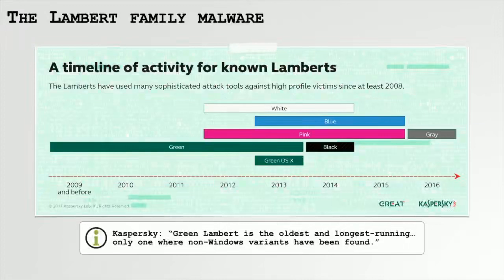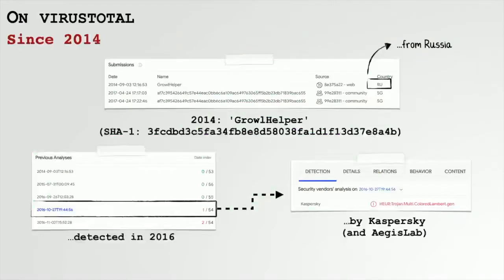This slide from Kaspersky just shows the Lambert family malware. As I mentioned, there's a bunch of different ones. Green, according to Kaspersky, is the oldest and longest running, and the only one where we've found both non-Windows and Windows versions. Kaspersky's post on this topic is great. So if you want to see how these all tie together and which ones might have handed over to another one in the development timeline, you should go check out that post.